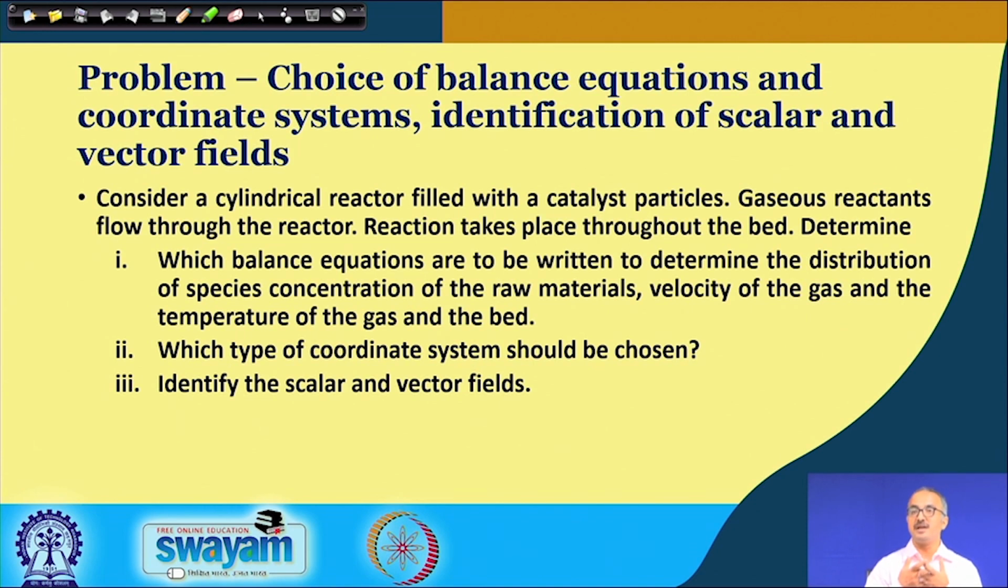So, how is the temperature varying in the reactor? Similarly, due to these reactions, properties like density may change, and due to this the flow rate changes, and due to that the velocities also change. So, how do we find the distribution of the velocities? All these things we need to determine, so what kind of equations do we need to write? The second part is which kind of coordinate system we should choose for this study. And thirdly, we have to identify which are the scalar fields and which are the vector fields.